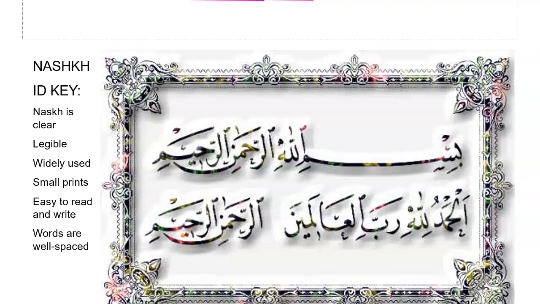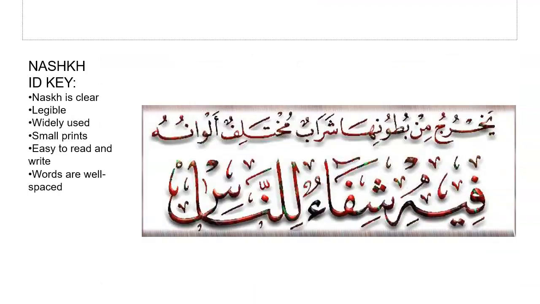All right, moving on to the next one. So naskh is the simpler version. You could look at it as sulus and naskh. Naskh is a much simpler writing style. All right, so naskh is clear, legible, widely used, small print, mostly written in books, not on the walls.